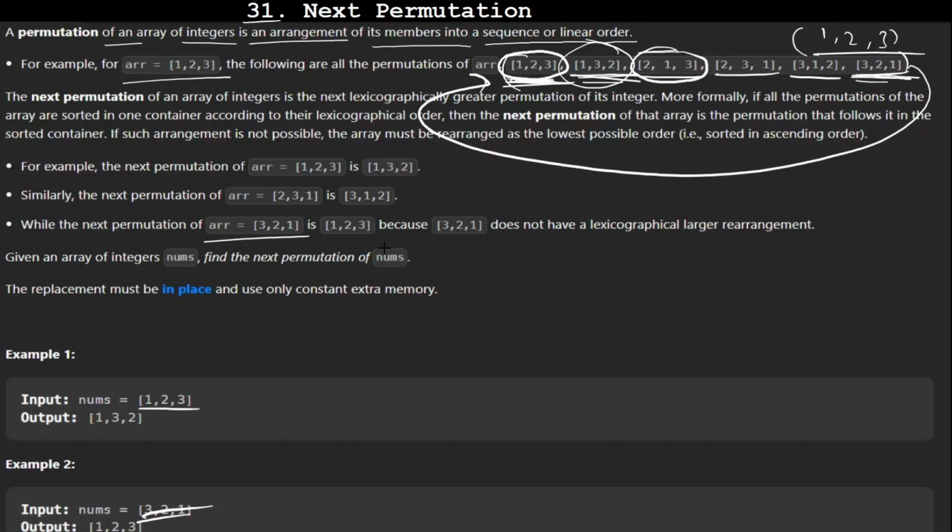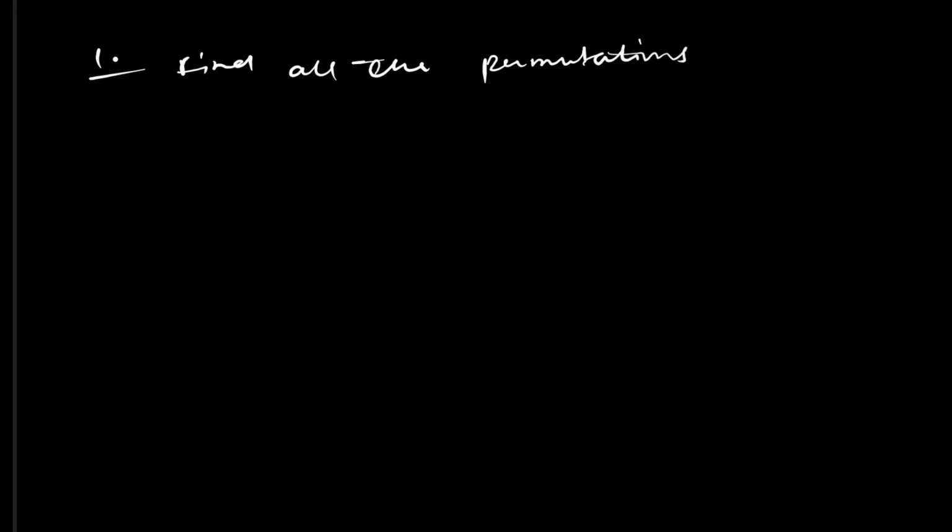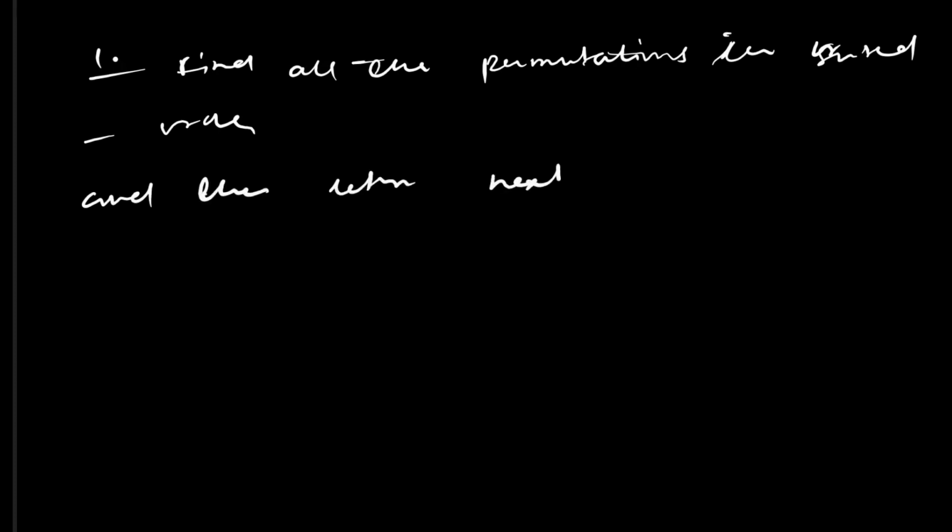Now we will try to solve this problem and understand it a bit more. So how can you solve this problem? One way is to find all the permutations in sorted order, and then return the next permutation.